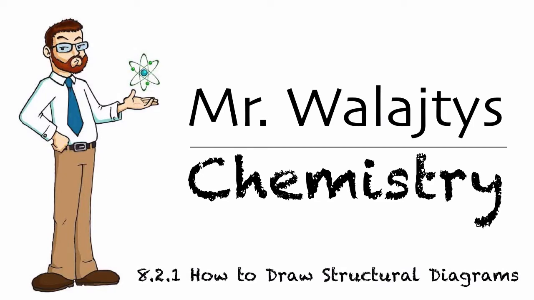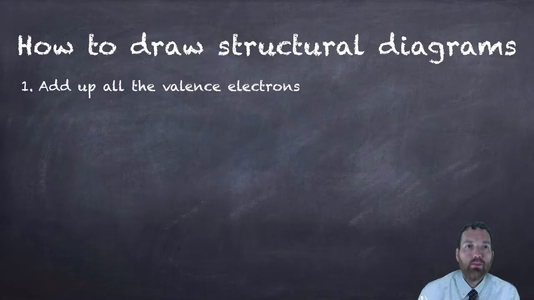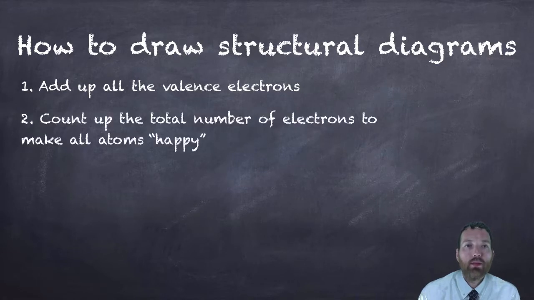So in this video, I'm going to teach you how to draw structural diagrams. Here's the steps that we're going to do. First, we're going to add up all the valence electrons. We're going to count the total number of electrons to make all the atoms happy. What I mean by happy is filled outer shells.